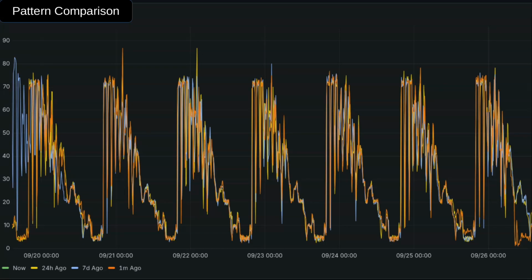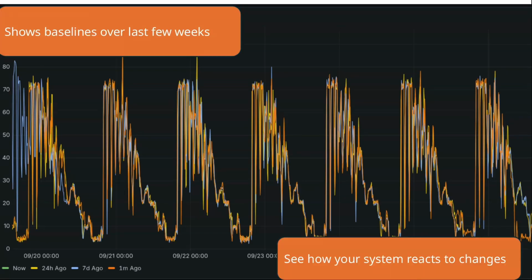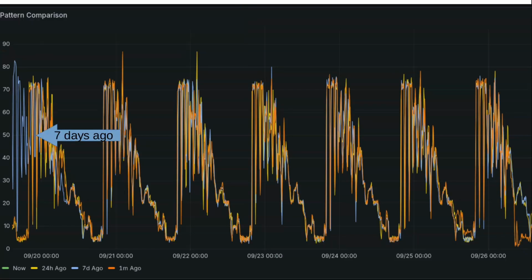So this is the pattern comparison. This shows baselines over the last few weeks, and we can see how the system reacts to changes. And in fact, we can see some bigger difference on the baseline that's marked 7 days ago. But otherwise, it looks pretty much the same, which means our system is stable.